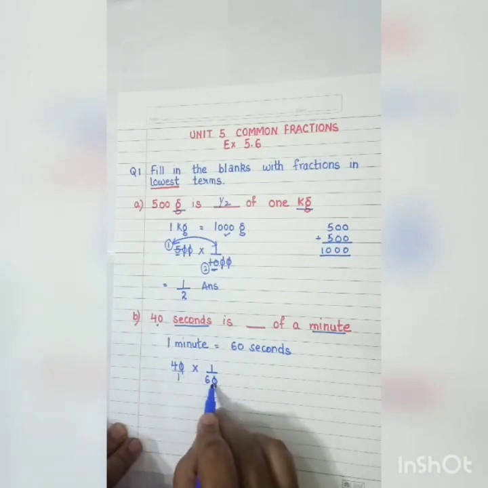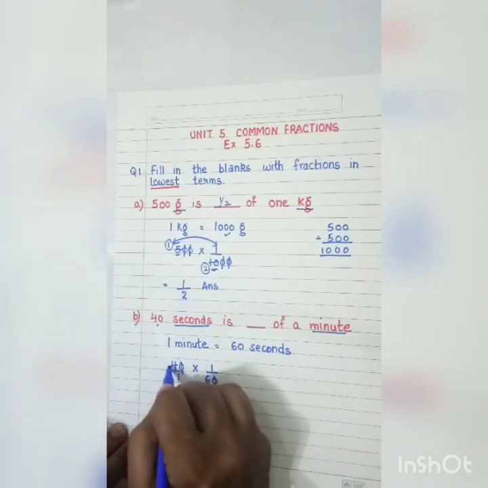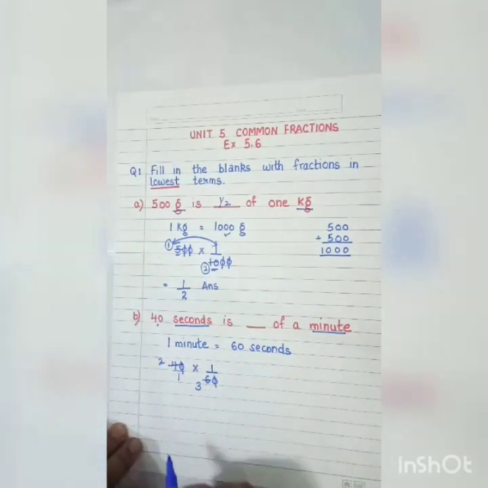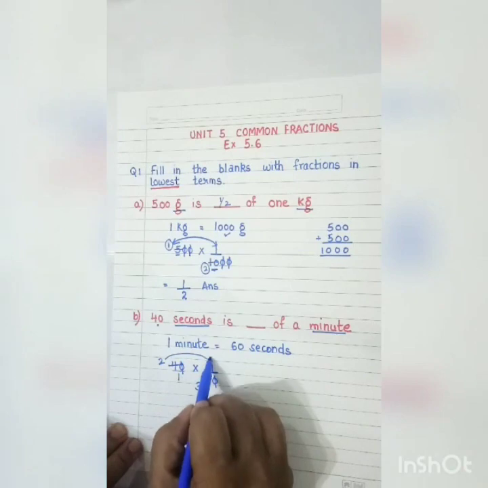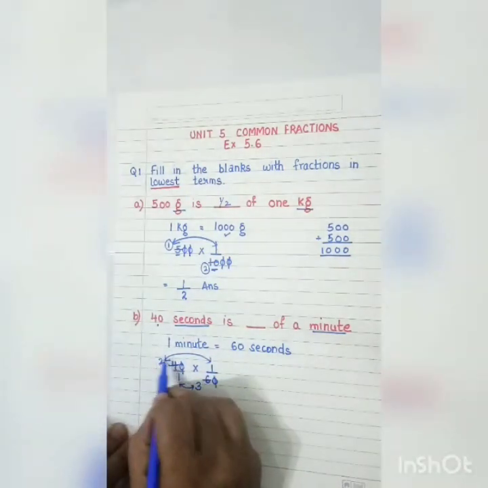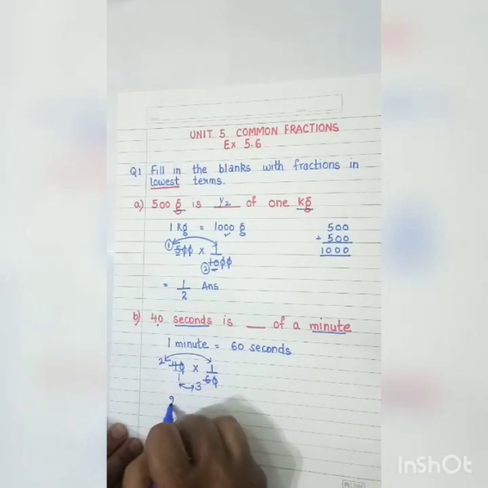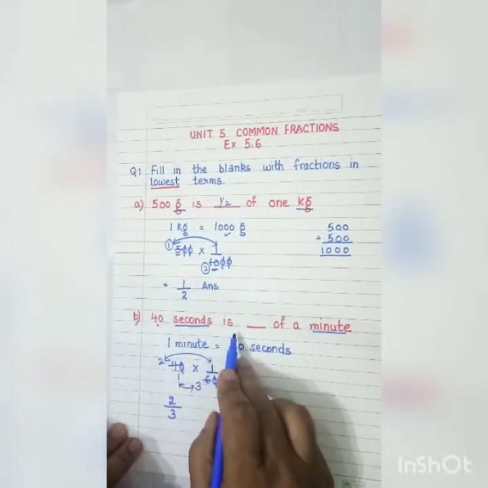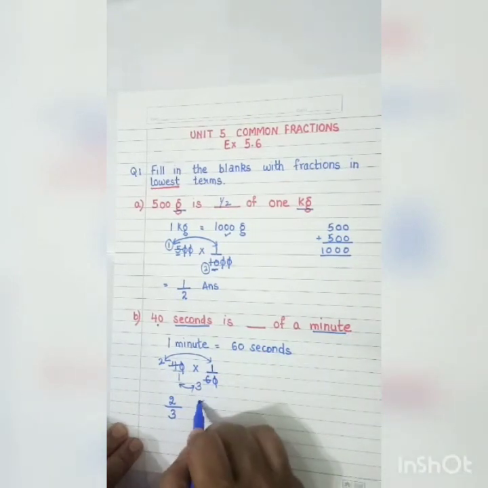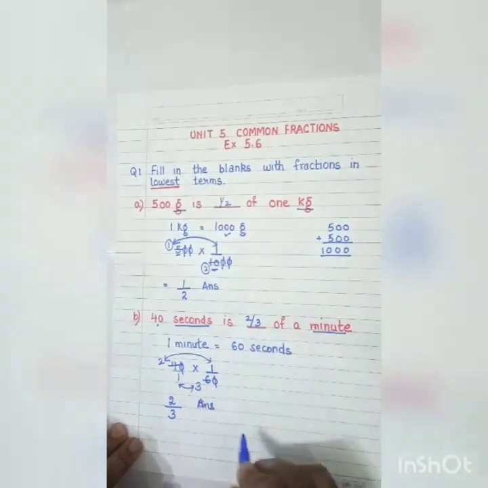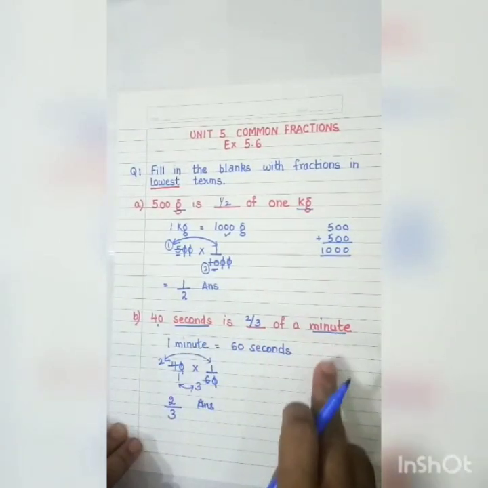So you are left with 4 and 6. 4 and 6 come in the table of 2. 2 twos are 4, 2 threes are 6. The numbers which are left have to be multiplied together. 2 multiplied by 1 gives 2, and 3 multiplied by 1 gives 3. So 40 seconds is dash of a minute. So you get the answer. It is 2 by 3. Okay. So this is the answer.